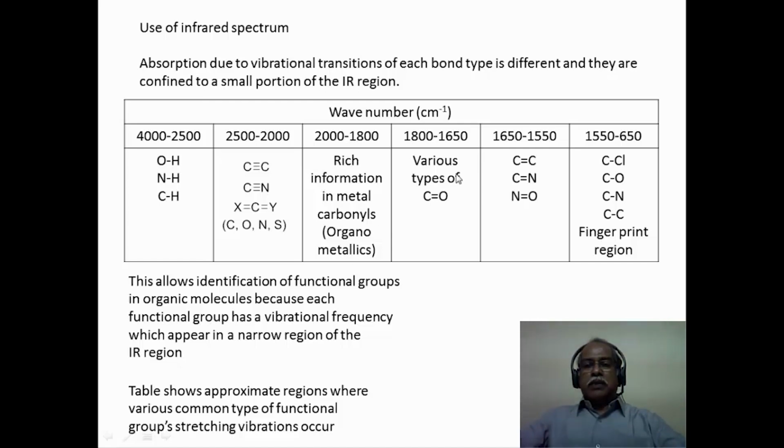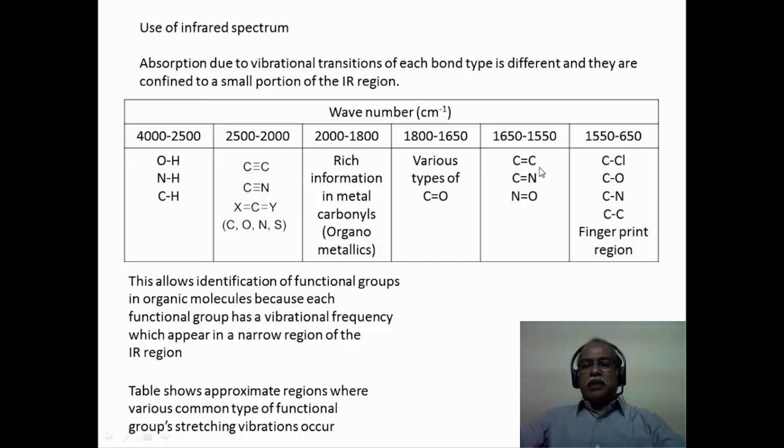Now from the organic chemistry point of view, 1800 to 1650 is a very valuable region. In this region all types of carbonyl stretching frequency occur, starting from aldehydes, ketones, esters, amides, acid anhydrides, acid halides. All of them can be fitted into this narrow region. Although they can all be fitted into the narrow region, within this region one can divide it into various sections, and each functional group essentially appears in a different part within this narrow region.